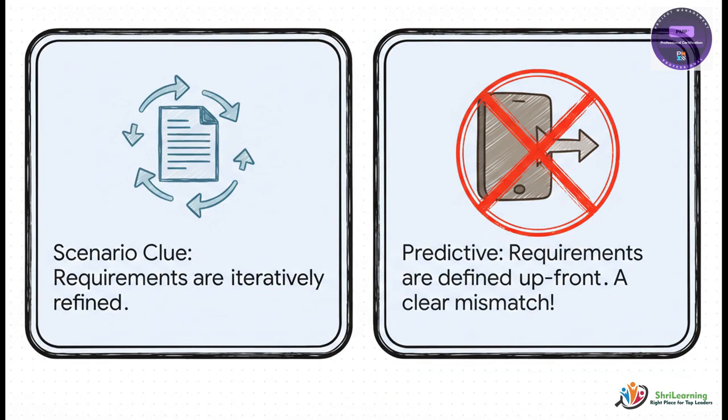Well, what about predictive? Honestly, this one's a much easier call. The scenario is all about iterative requirements and delivering in small pieces. Predictive is the exact opposite. You figure everything out up front, you build the whole thing, and you deliver it once at the very end. So yeah, this is a total mismatch. We can confidently cross option B right off our list.